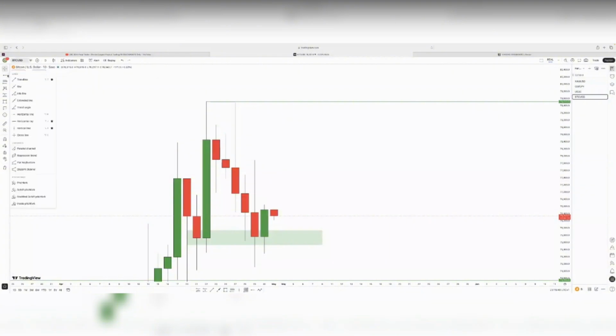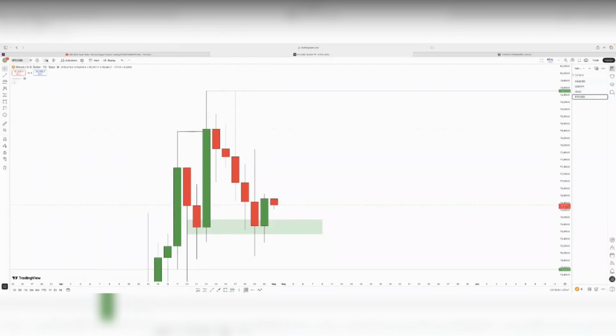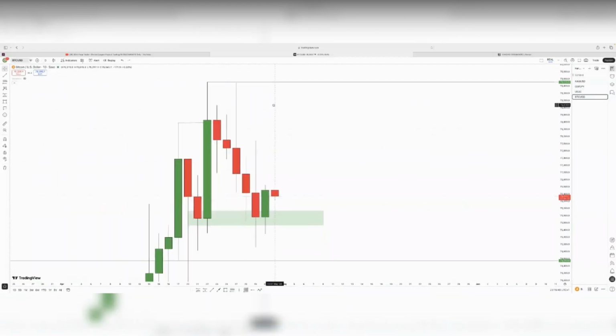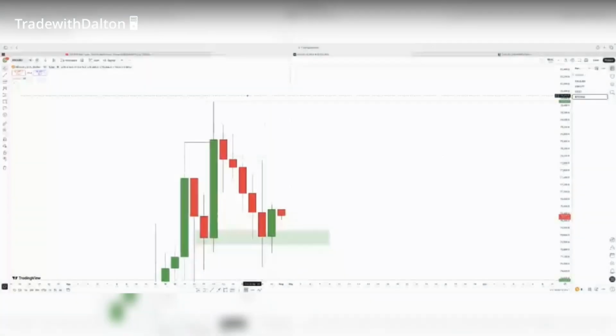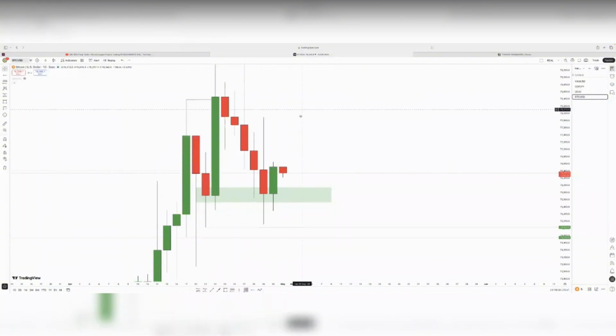All right, and there was a break of structure right here. There was a break of structure before the retracement on the daily time frame. This is our external structure from this low right here to this high. All right, that is our external structure. This low to this high.